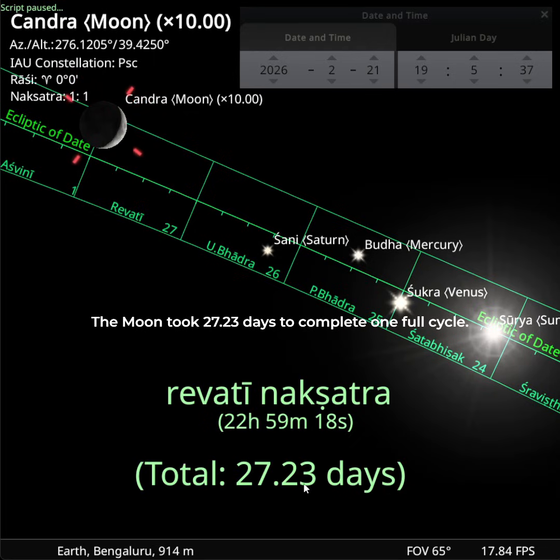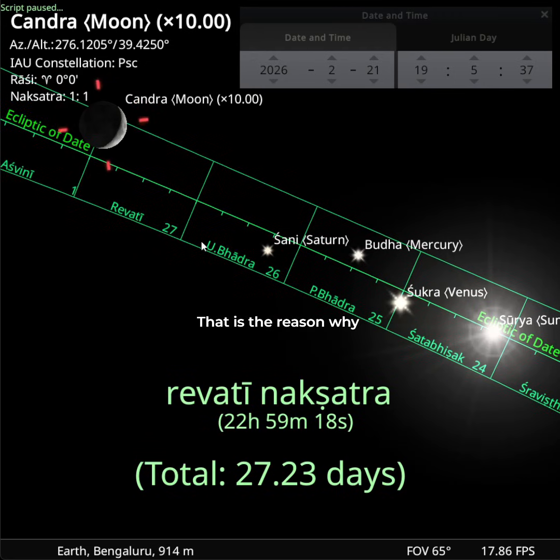The moon took 27.23 days to complete one full cycle. On an average, it will be 27.3 days. The ancient Indians observed that the moon takes 27.3 days to complete one full orbit. That is why they divided the orbit of the moon into 27 equal parts, so that the moon spends approximately one day in each one of these nakshatras. And that is how the legend came about.